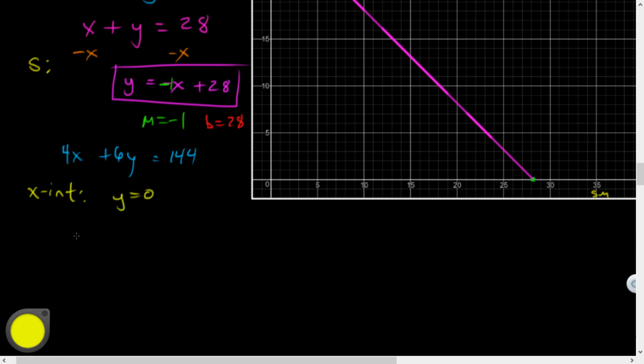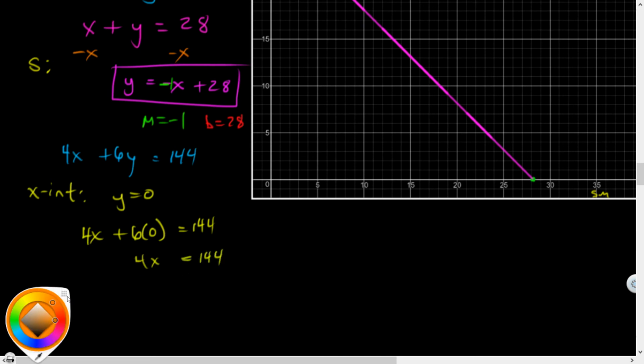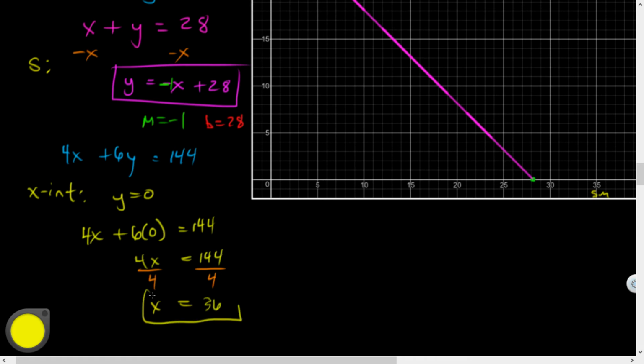This might be easier in this case than working with a negative 2/3 slope. So 4x plus 6 times 0 equals 144. 4x equals 144. Divide both sides by 4. We will, yeah. I'm just showing a different way to graph that I thought might be interesting for this. I got x equals 36. And so that is the x-intercept. That point is over here.